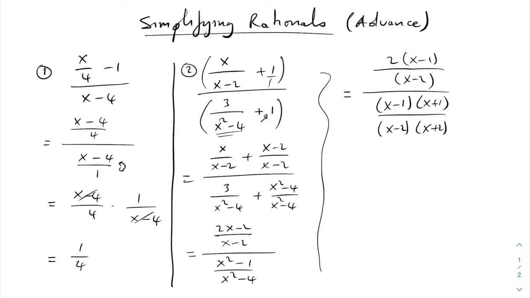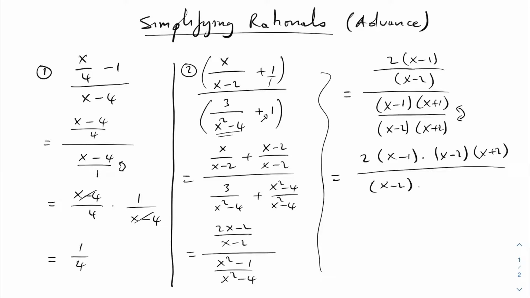And so let's turn this division into a multiplication by writing it as 2 multiplied by x minus 1 multiplied by x minus 2, x plus 2, all divided by x minus 2 multiplied by x minus 1, x plus 1. So now we can go ahead and just simplify out every common factor that we can find on the denominator and numerator. And so we're going to get x minus 1 and x minus 1 gone, x minus 2 and x minus 2 gone. And so we're going to be left with 2 times x minus 2 divided by x plus 1.